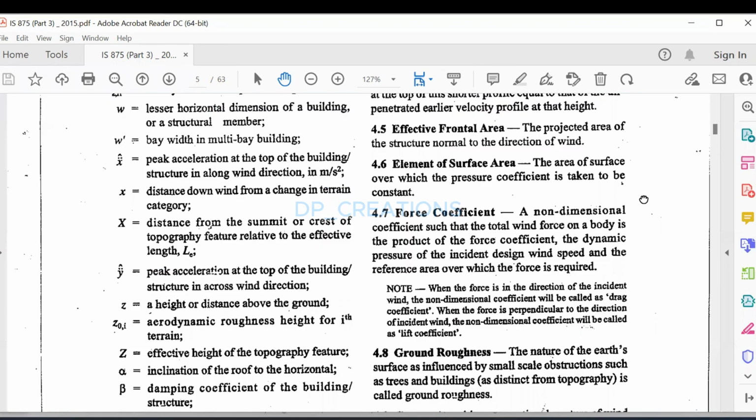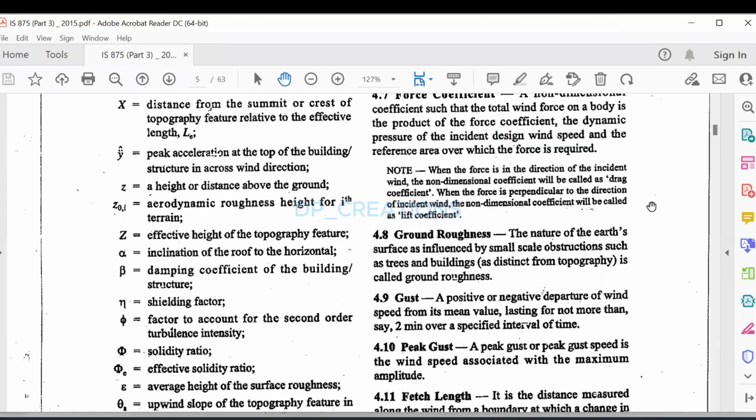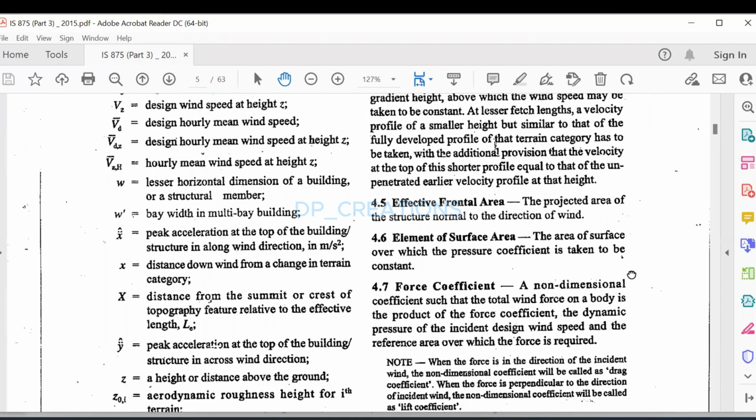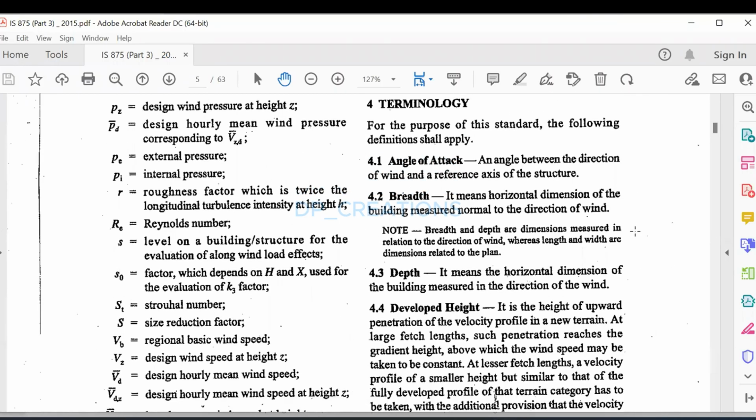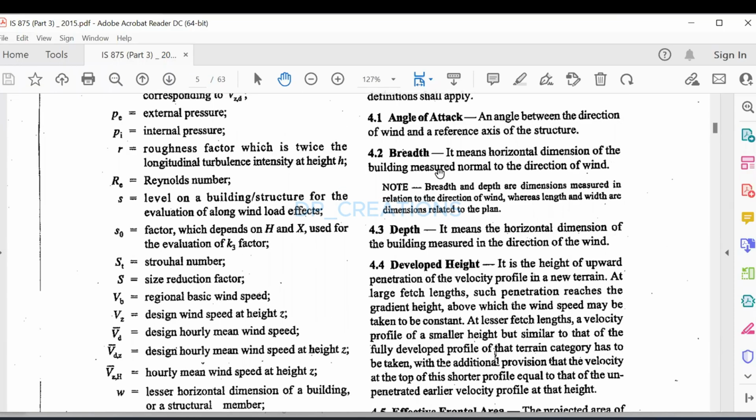See, here also some definitions are there. I'll quickly go through the most important ones, which can be used in this case. Angle of attack: the angle between the direction of wind and the reference axis of the structure. Then breadth: the horizontal dimension of the building measured normal to the direction of wind. That means across the wind, the width, that is your breadth.